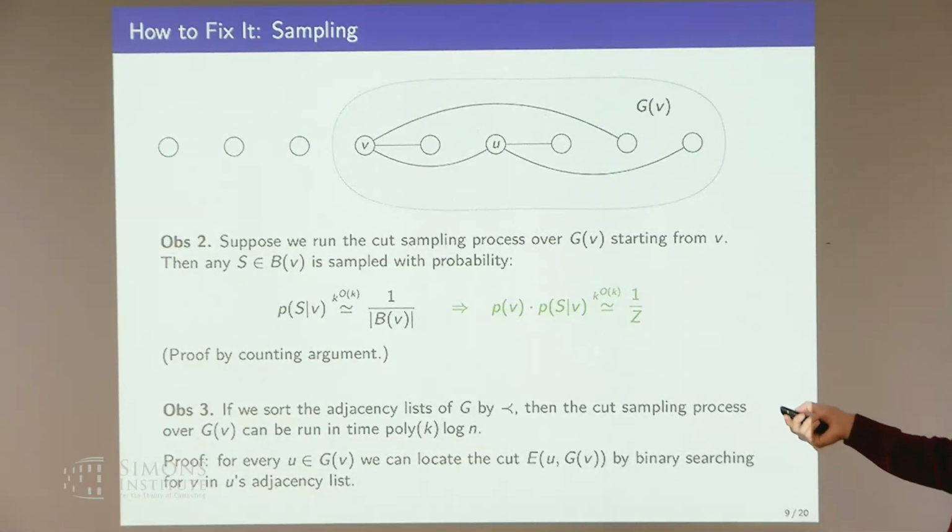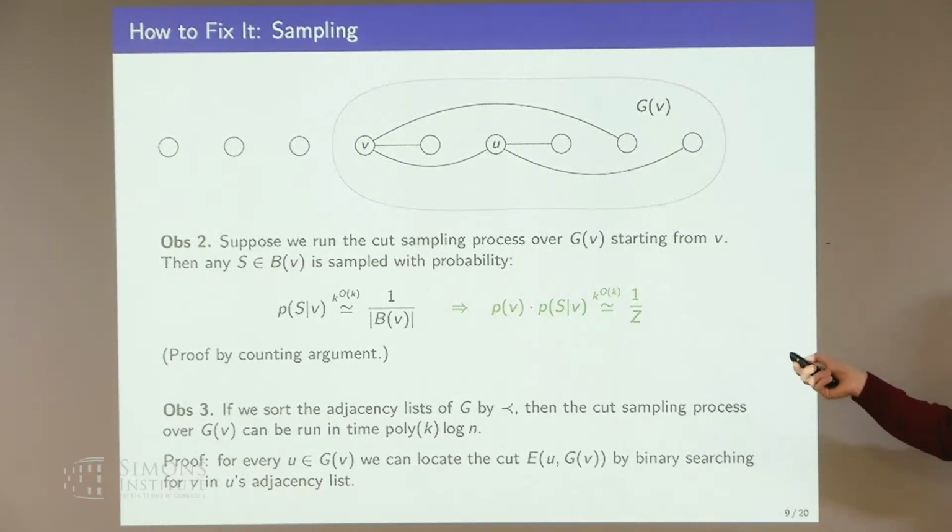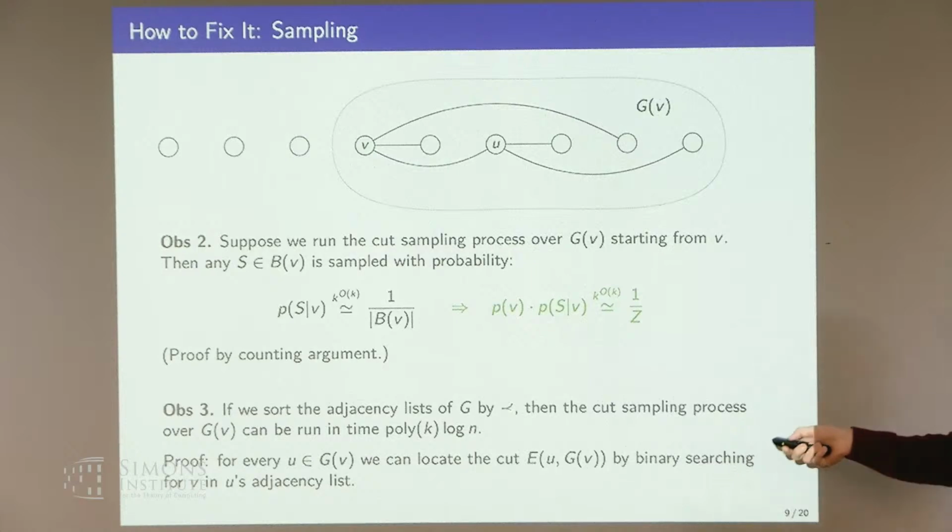And then if you multiply the two probabilities, now you get roughly a uniform distribution. Okay. So just sorting the graph in this way gives you, for free, an almost uniform distribution. And the last observation is that we can make all of this efficient. All this process of growing the graphlet and computing the probability can be made efficient.